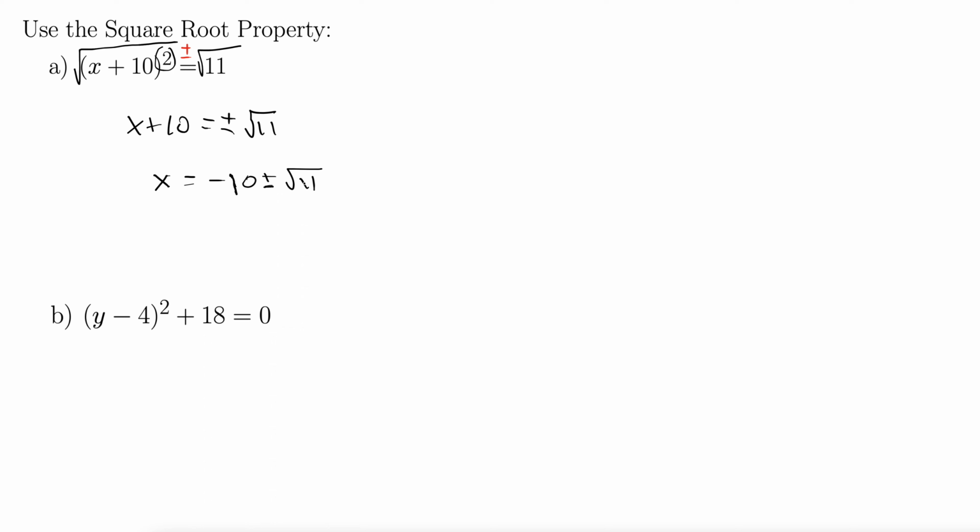This is minus 10 plus square root of 11 and minus 10 minus square root of 11. Usually we just leave it in that form. Usually you leave the radical on the right side here and you put just the integer term on the left.